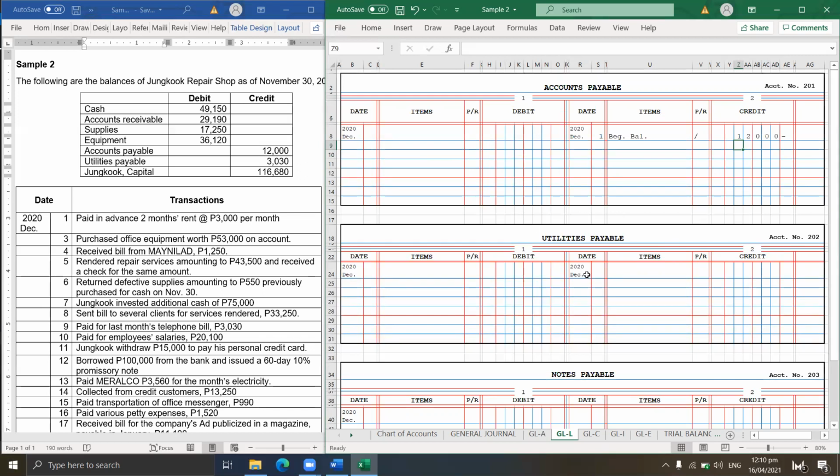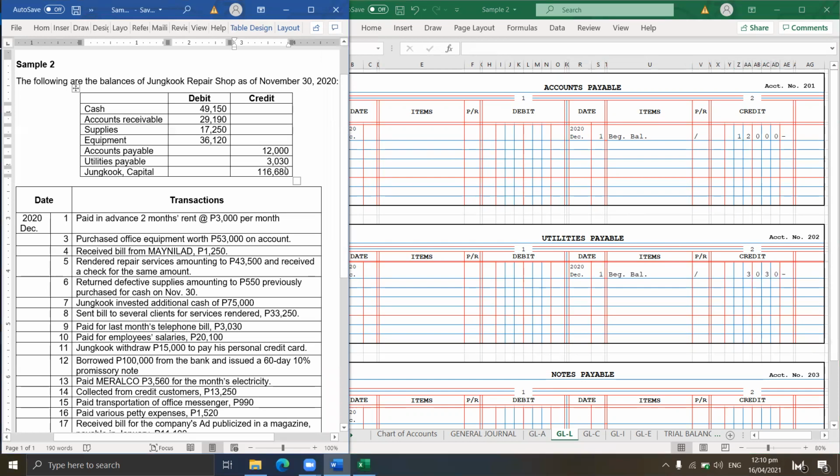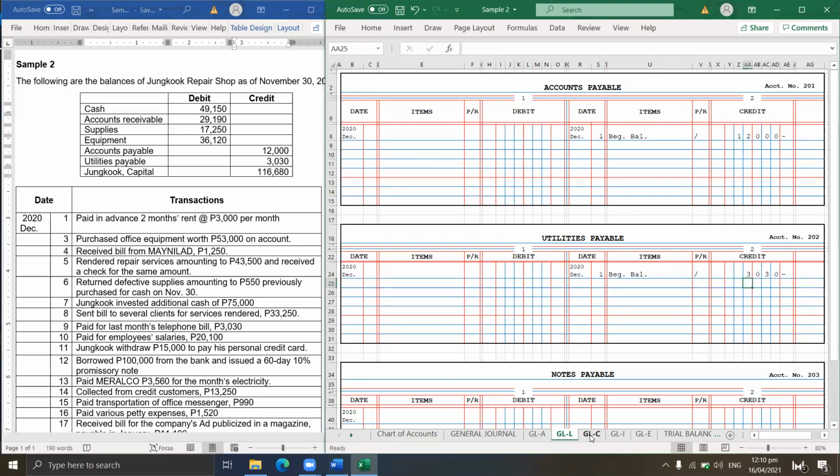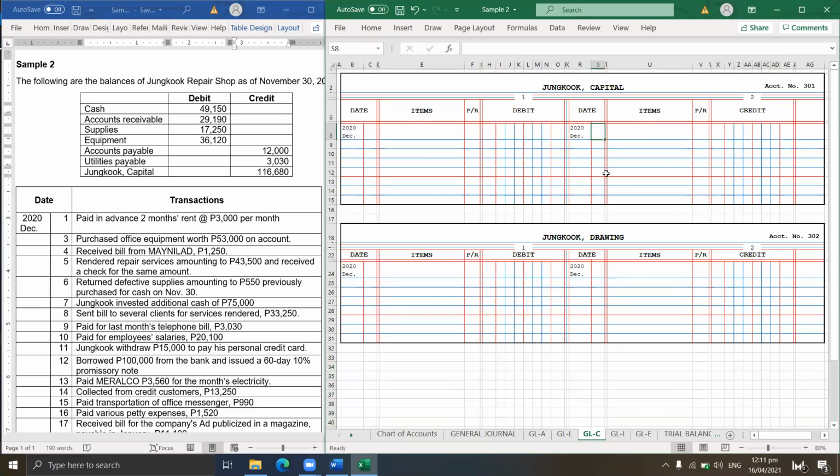Next would be for the utilities payable. So again, December 1. Then Begbal. Okay, write check mark in the PR. And then we have 3,030. Okay, so we have already opened our utilities payable and we have our last account, no, yung Junko Capital. So for Junko Capital, we will also open it. So on the credit side, you have again December 1, 2020, then Begbal. We will write check mark and we just simply write the amount on the credit side, 116,680. Okay, so that's the process of opening the balances.